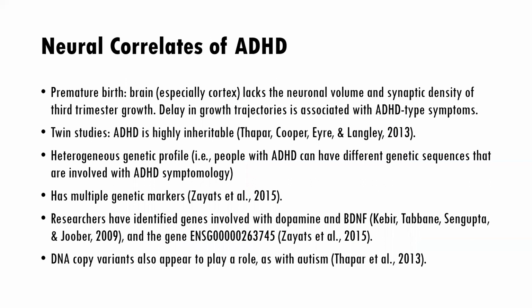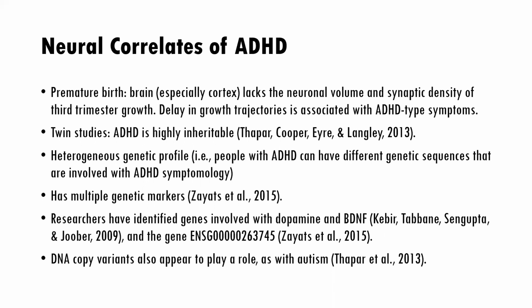What are some other neural correlates of ADHD? Again, there are quite a few. Premature birth is correlated to it for some children. The cortex can lack neuronal volume and synaptic density of third trimester growth. And so that delay in growth trajectory, we talked about growth trajectory already, is associated with ADHD type symptoms. So there's a slight increased rate of ADHD among children who are born prematurely.